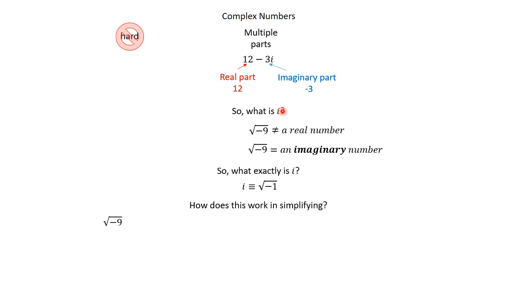And so how does it work in simplifying? If we have the square root of, say, negative 9, like we're looking at up here, remember that we can split this up using multiplication. This could be the square root of 9 times the square root of negative 1. The square root of 9 is 3. The square root of negative 1 is i. So this is just going to be 3i. Basically, we simplify exactly the same as we would if it was positive. We just have an i in there as well.